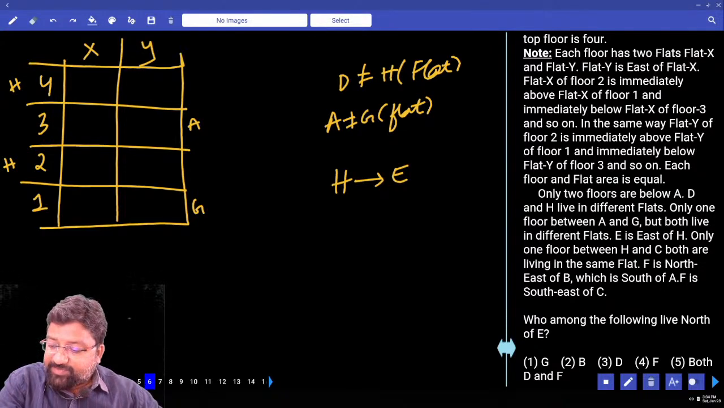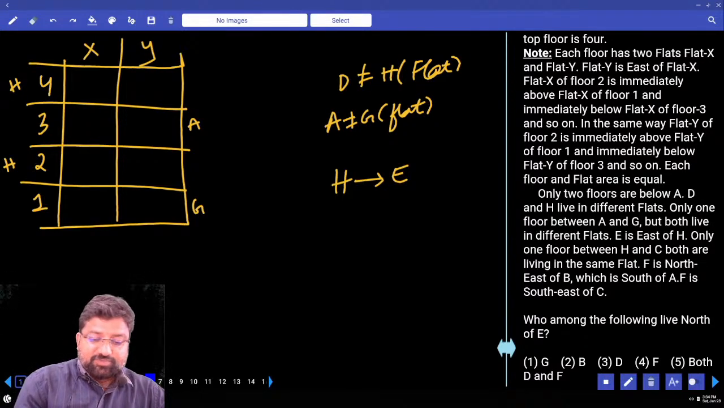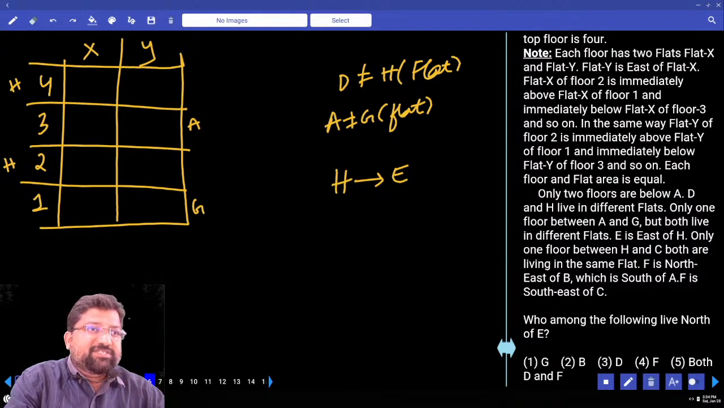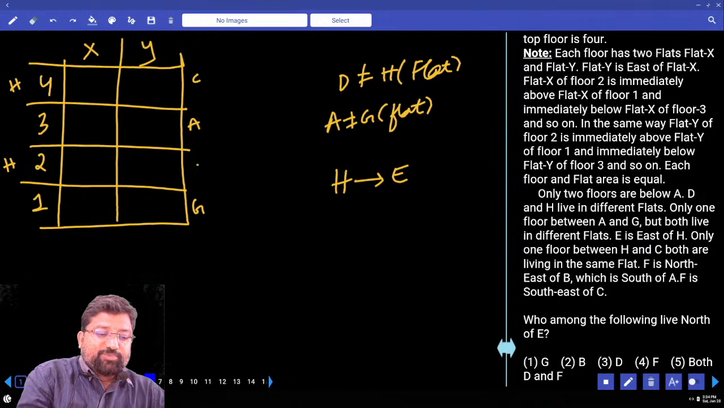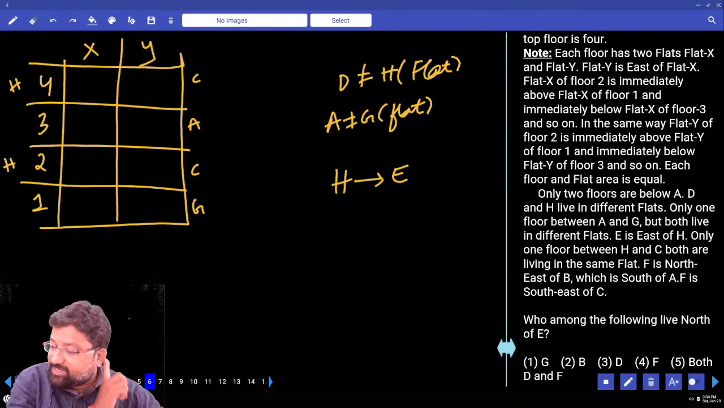Only 1 floor between H and C, both are living in the same flat. So where should C be? If H is in the 4th floor, C should be in the 2nd floor. If H is in the 2nd floor, C should be in the 4th floor. So C still has 2 possibilities. We are not sure yet. Next line.